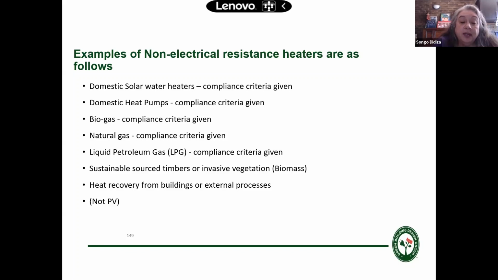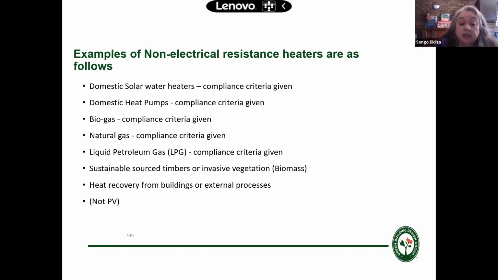The thing about burning sustainable source timbers and invasive vegetation is you must watch what you do with the emissions that come off it. You must be in a space that's well ventilated, so generally it's outside.